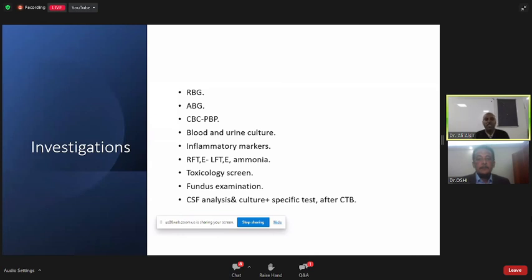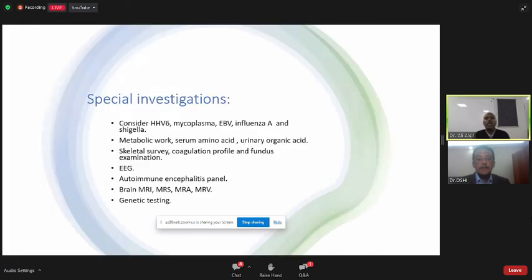The investigations have to be directed towards the etiology, based on your history and the differentials in your mind. And the very important point: don't proceed to LP before CT brain, especially in encephalopathic patients, because if the brain is swollen and you proceed with LP, they might end up with herniation. And I think this is a very important message to take home.